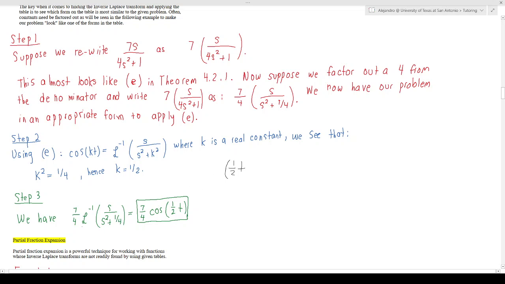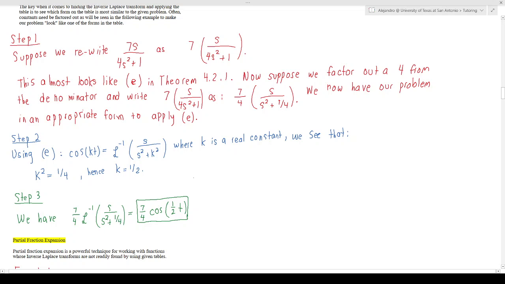And in step 3, we just put back the constant that we had pulled out. We had 7 over 4 pulled out. We found the inverse Laplace of s over s squared plus 1 over 4. And so we just combine everything together here, and we have 7 over 4 times cosine of 1 over 2 t. So that's the essence of using the tables for the Laplace and the inverse Laplace transforms.